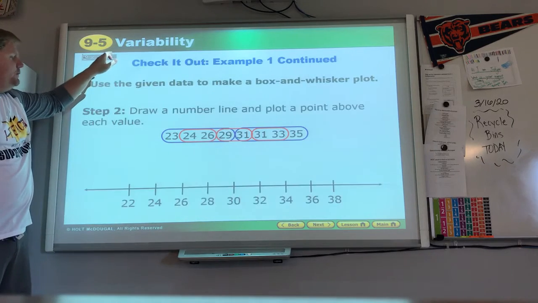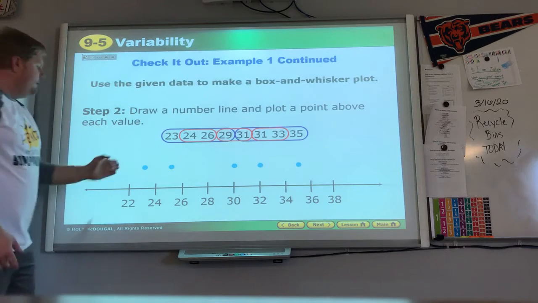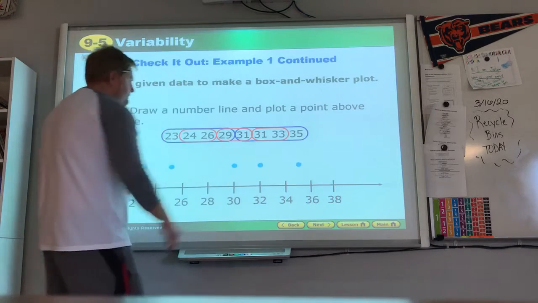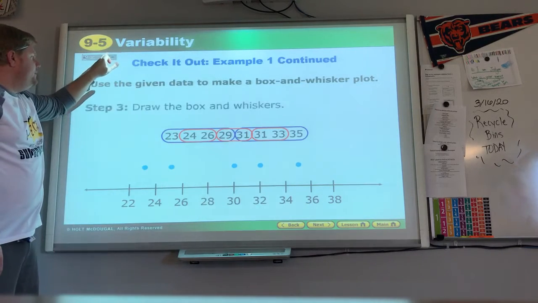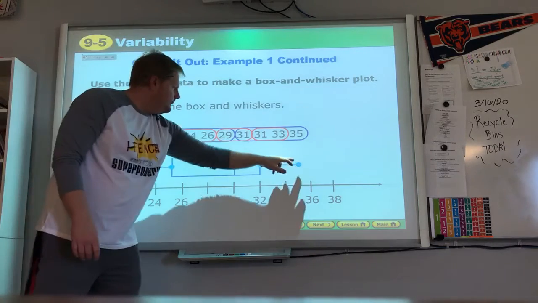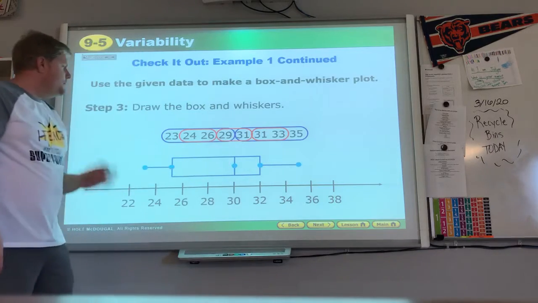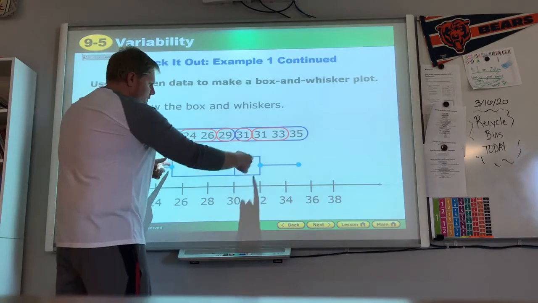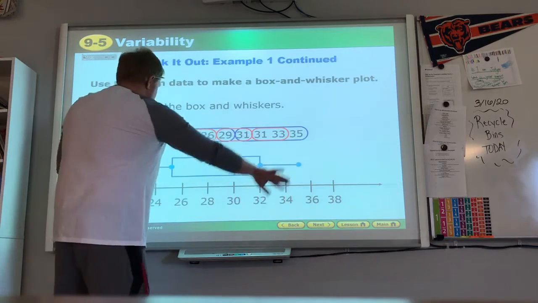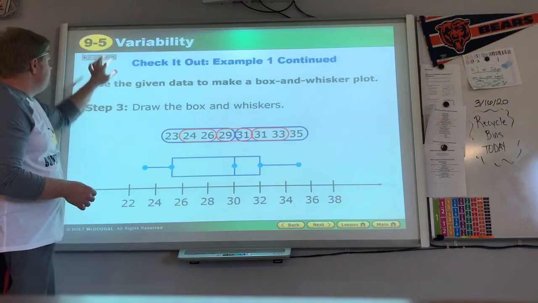Now we got to put them on a number line. Let's do this here deal. Least, greatest. First quartile, second quartile. Median. All right, then draw the box and the whiskers. Second quartile connected to the first quartile, median in the middle. 6 of our 8 numbers fell in this range from 25 to 32. The 35 and the 23 were outside that, only 2 of them. Great way to show that central tendency.